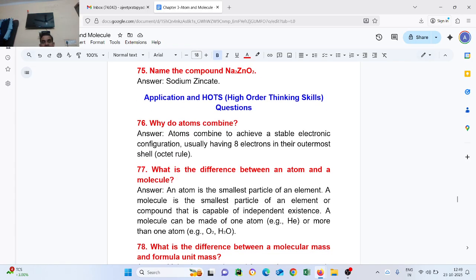Question number 77. What is the difference between an atom and a molecule? An atom is the smallest particle of an element. A molecule is the smallest particle of an element or compound that is capable of independent existence. A molecule can be made of one atom, like helium, or more than one atom, for example O2, H2O.